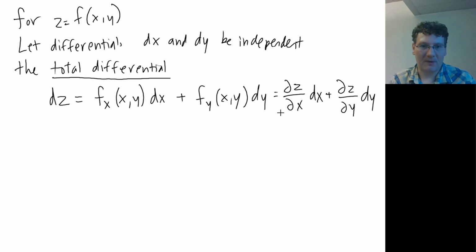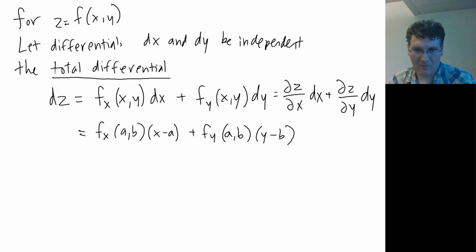You could think of this as the change in the height, the z value, of the tangent plane when you're going from (a, b) to this new value (x, y). So this could be written as f_x(a, b) times (x minus a) plus f_y(a, b) times (y minus b).